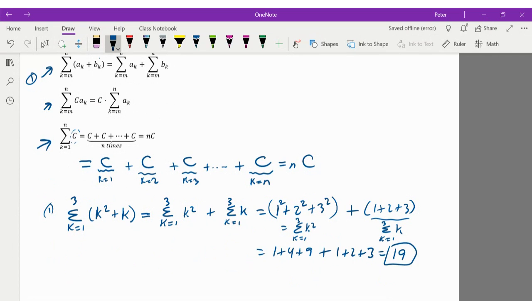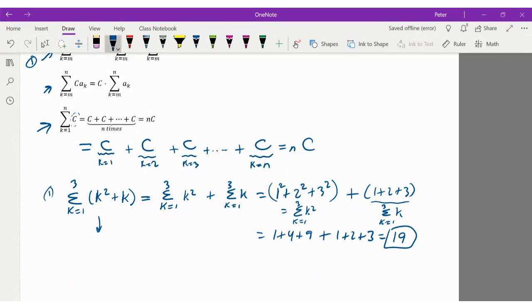But notice that all this really means is that if I were going to do it directly, I would have gotten 1 squared plus 1, 2 squared plus 2, and 3 squared plus 3. So all that this rule really means is it's the commutative property of addition. It just means that I can rearrange things on different sides of the plus sign, and I get the same sum.